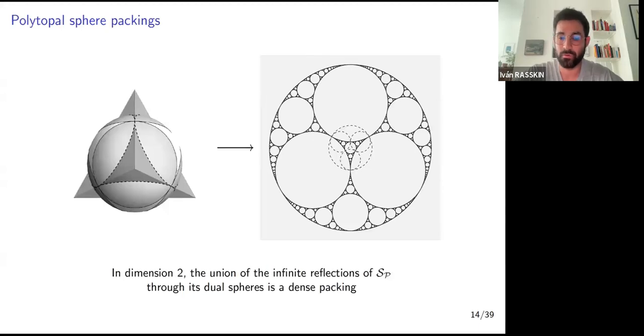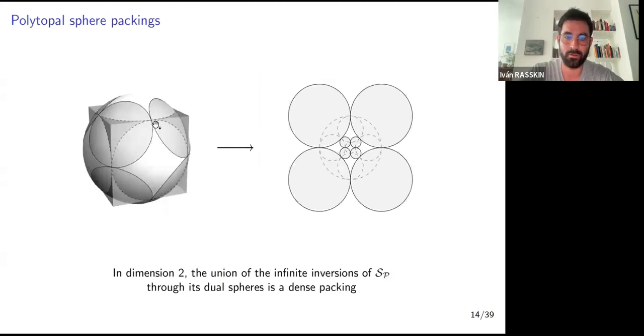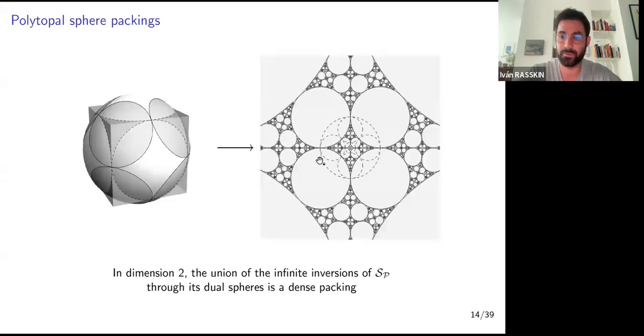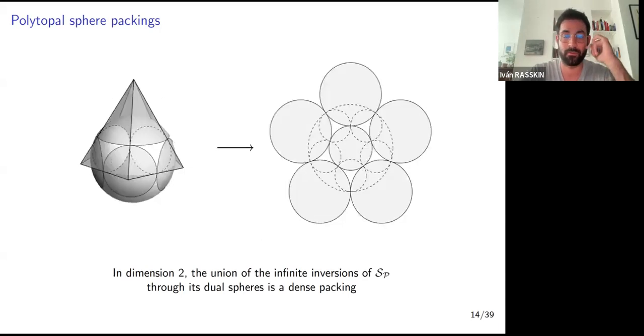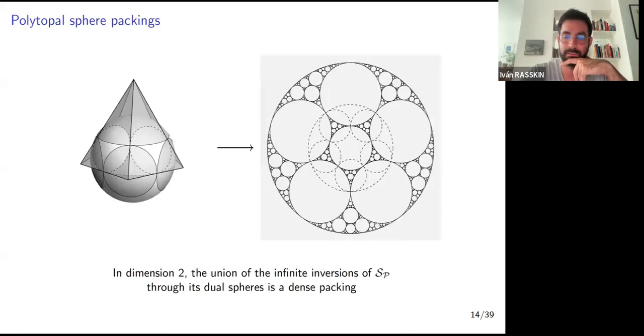So in dimension 2, the union of infinite reflections through the dual spheres is always a dense packing. If we change the polyhedron, for example, we start from a cube, we take the intersection with the faces that gives us the dual mirrors. We apply the reflection through the dual mirrors, and we obtain an infinite circle packing that is dense, coming from the cube. This is for a pentagonal pyramid. We get the same.